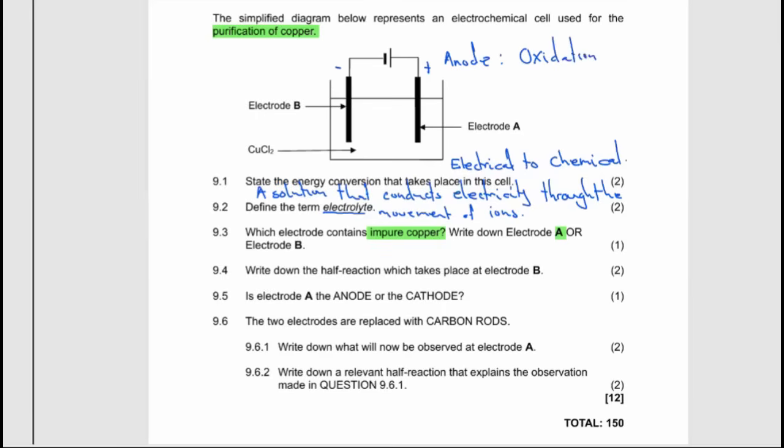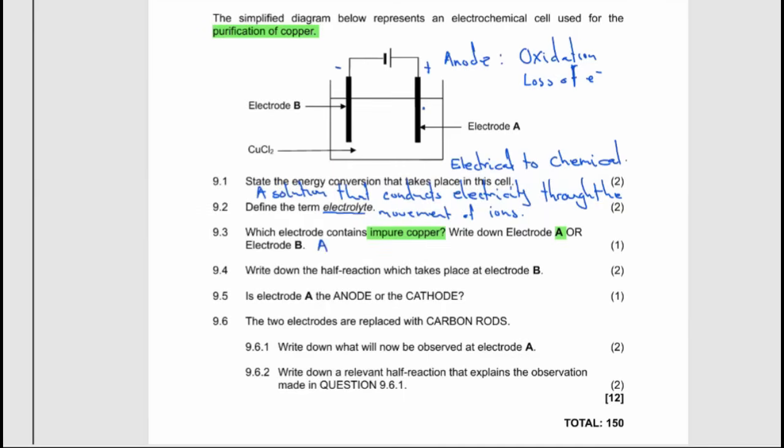So by definition, how do you define oxidation? It is the loss of electrons. So that's my oxidation. It means this electrode is going to lose electrons to electrode B, and the mass of this anode is going to decrease at the end of the day. So my correct answer to which electrode contains impure copper is electrode A.